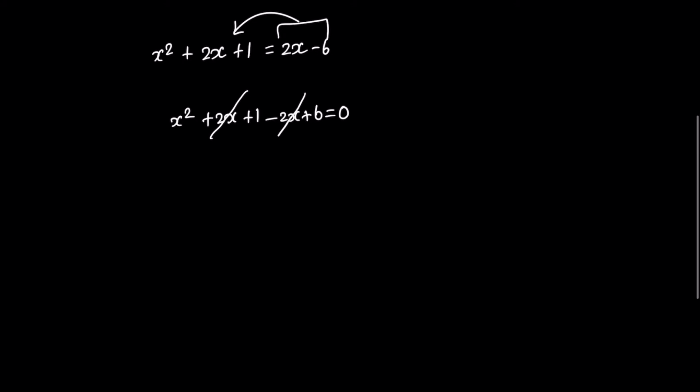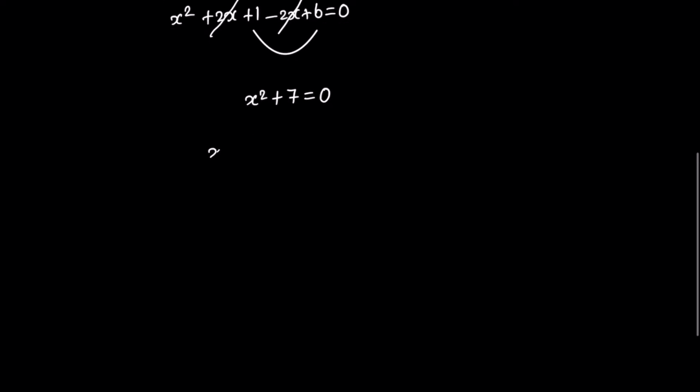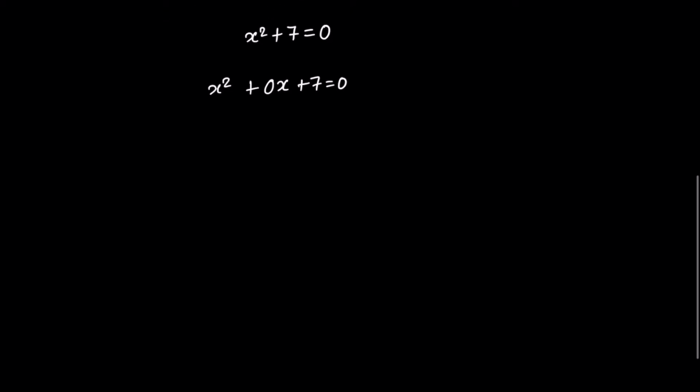Now these two parts cancel, and 6 + 1 is 7. So x² + 7 = 0. Based on our requirements, we can write x² plus there is no x term, so just placing 0, x² + 0x + 7 = 0. Then compare with the general expression of a quadratic equation, ax² + bx + c = 0. Now the maximum power is x², so this is a quadratic equation.